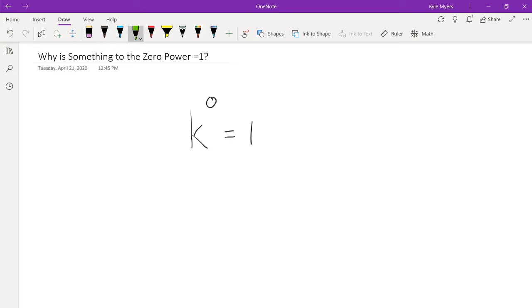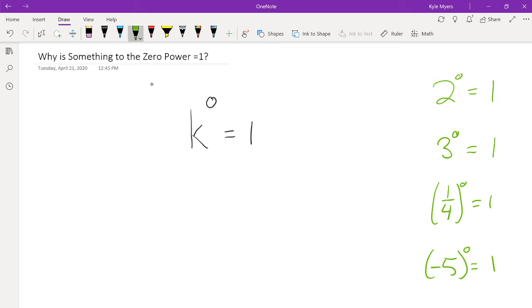So for instance, if I said 2 to the 0, well, that's 1. 3 to the 0, also 1. 1/4 to the 0, also 1. -5 to the 0, also 1. Get the idea here. So any number to the 0 power is equal to 1.